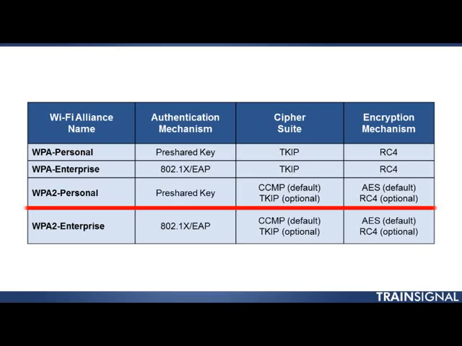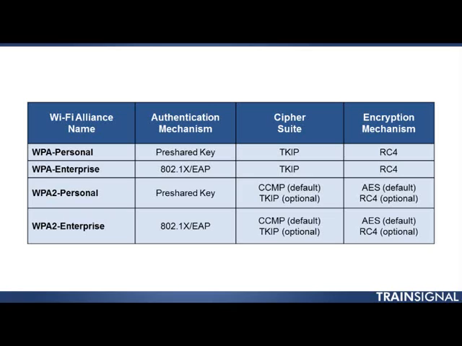The other aspect of WPA2 is that we now moved on to a more advanced and more flexible cipher suite and encryption mechanism of CCMP and AES. Now you'll notice that those are listed as the defaults, but you'll also notice that TKIP and RC4 are optional. Why? So that we can have backward compatibility, which is always important to the true success of a standard.